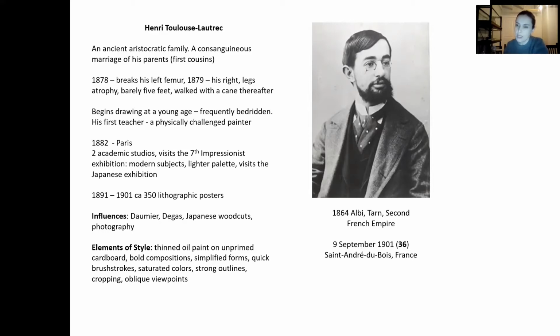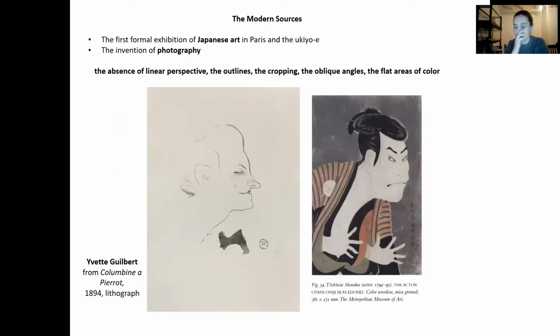He doesn't paint peasants. He doesn't paint landscapes. It's always figures, and it's always urban types. So prostitutes, circus performers, flaneurs, and entertainers. So a couple of words about his sources, because they are the sources for all of the post-impressionists, really.